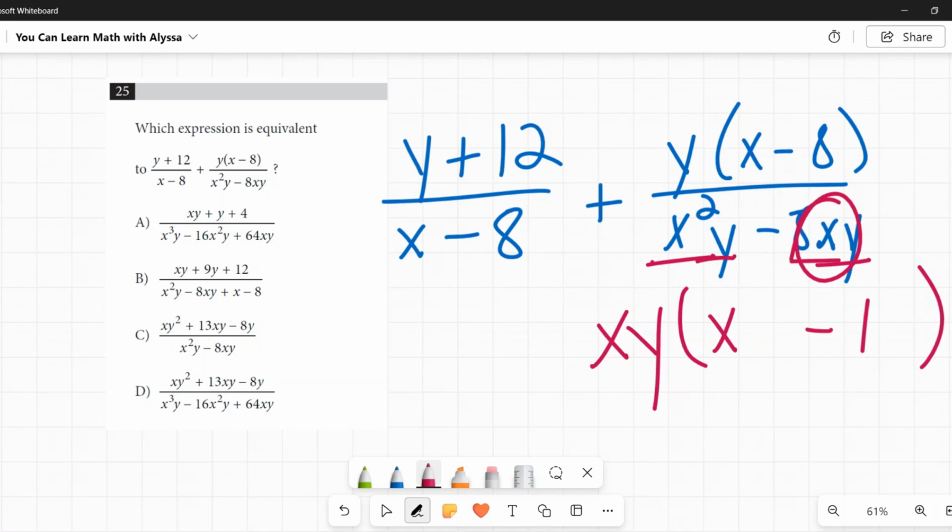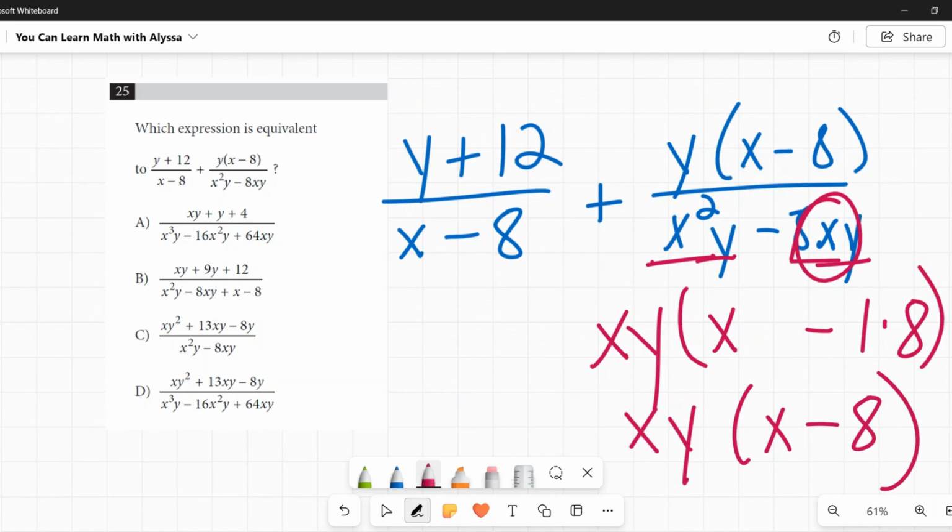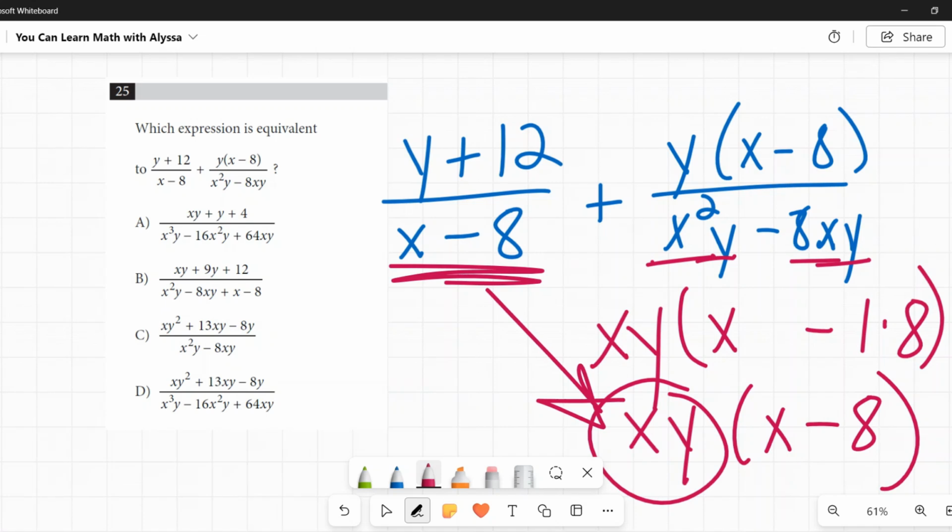And then we've got that 8. So 1 times 8, or just 8. So xy times x minus 8. I'm covering up the 8 there. There we go. So if I multiply this x minus 8 times xy, I will get x squared y minus 8xy.